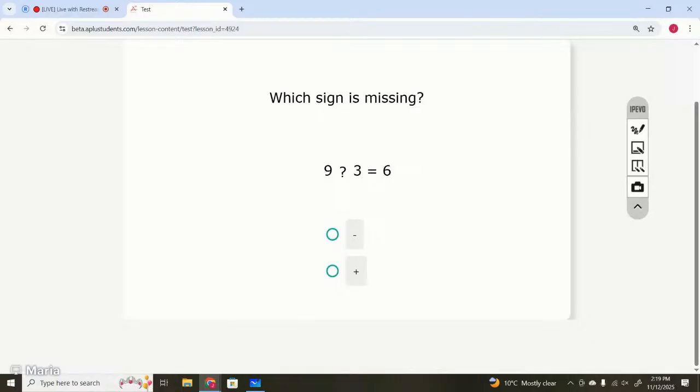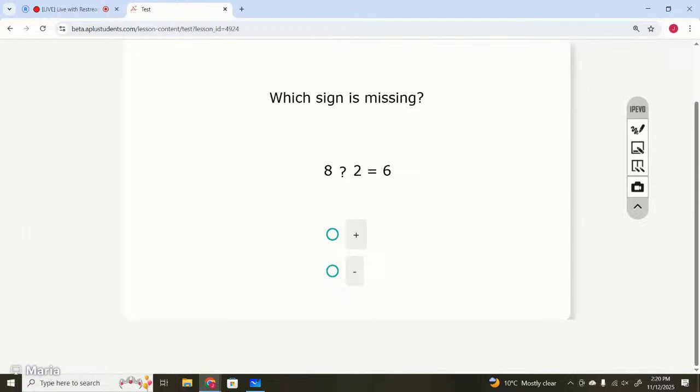Which sign is missing? That is 9 take away 3 is 6. The correct option is 9 take away 3 is 6.